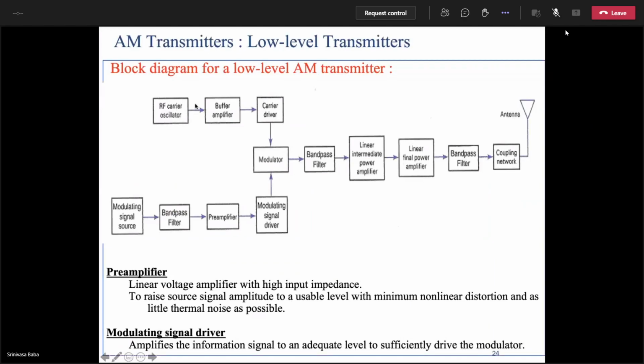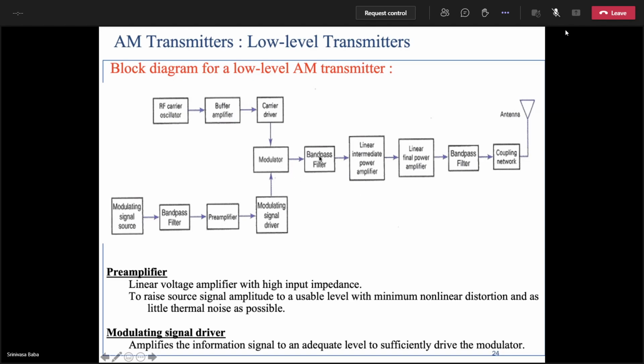Do we have RF oscillator, buffer amplifier, then chain of power amplifiers? Yes, it is the same. It is applied to a modulator. This is your RF chain. And then we have our AF chain of blocks: modulating signal, then a band pass filter, a pre-amplifier to amplify the signal strength, and then the modulating signal driver. These are all nothing but linear amplifiers to improve the signal strength to operate a modulator. So up to this point, both are the same.